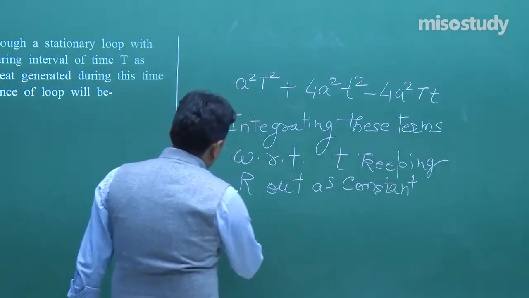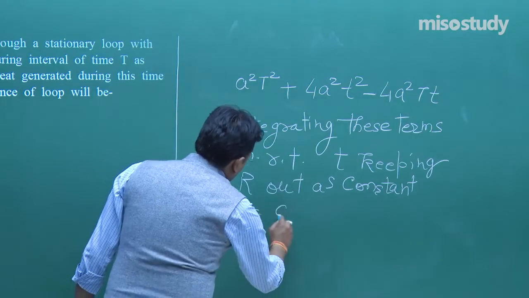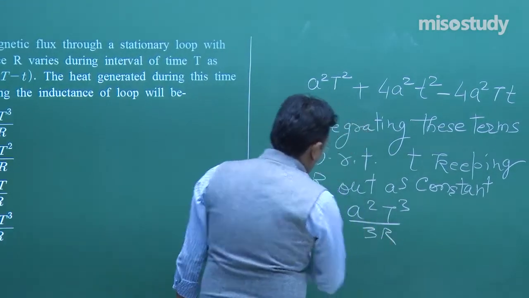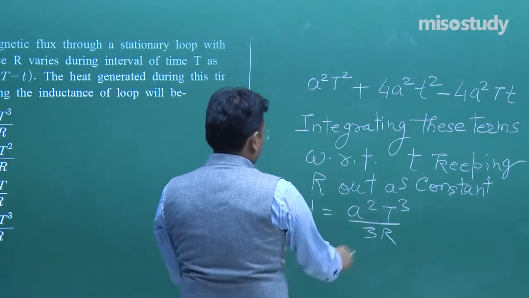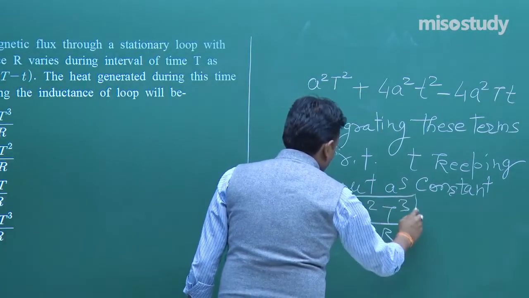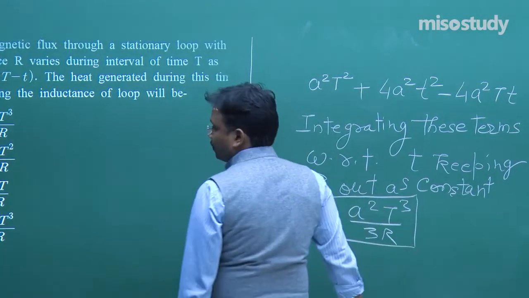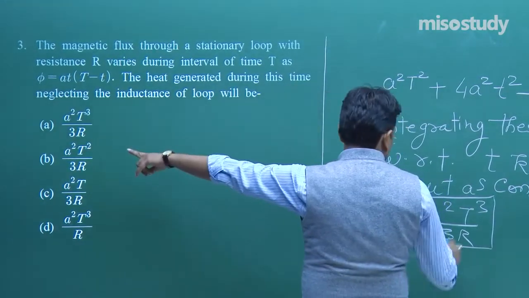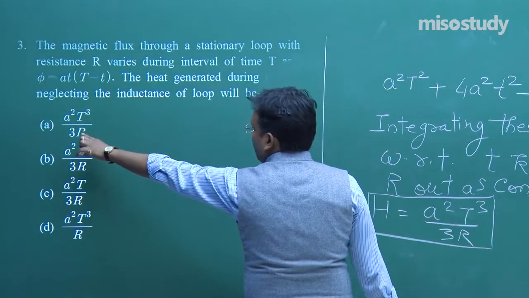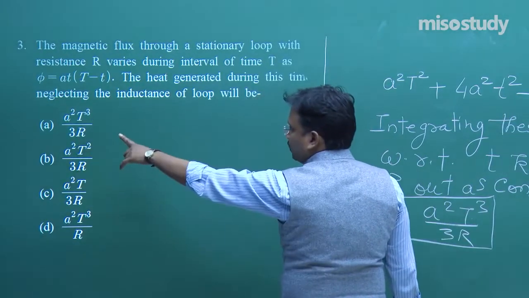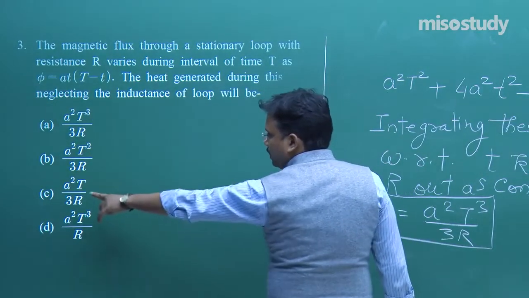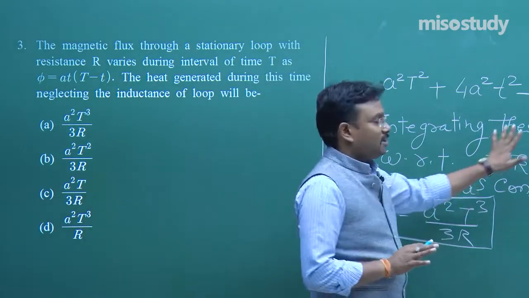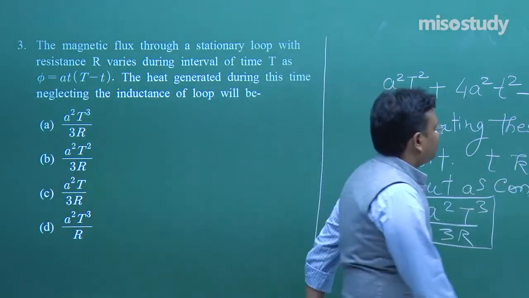The heat generated, H, is equal to a square t cube upon 3R, fine, a square t cube upon 3R. So, if we take a look at this term over here, a square t cube upon 3R, so a is the correct answer, fine, because over here it is a square only, not t square. What exactly am I skipping over here? Let me mention it.